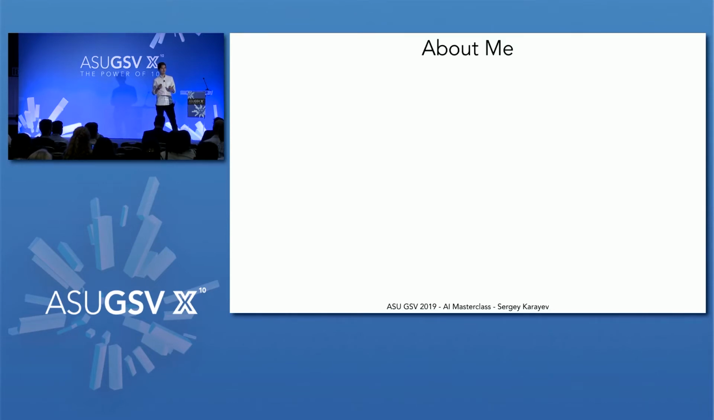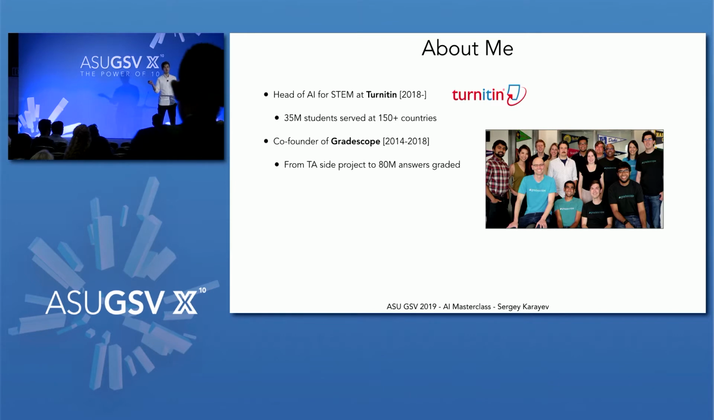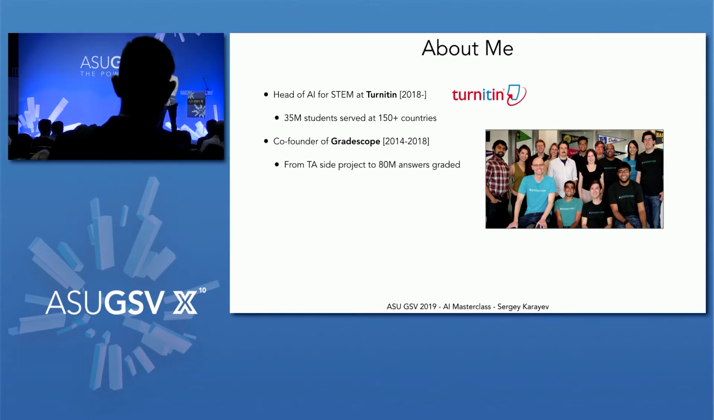So first, just who am I? Right now I'm working as the head of artificial intelligence for science, technology, engineering, math at Turnitin. Turnitin is a huge higher education company, 35 million students at over 150 countries. It's been going for over 20 years. It has over 1 billion paper submissions. But I joined it via an acquisition that just closed last fall of a startup called Gradescope.